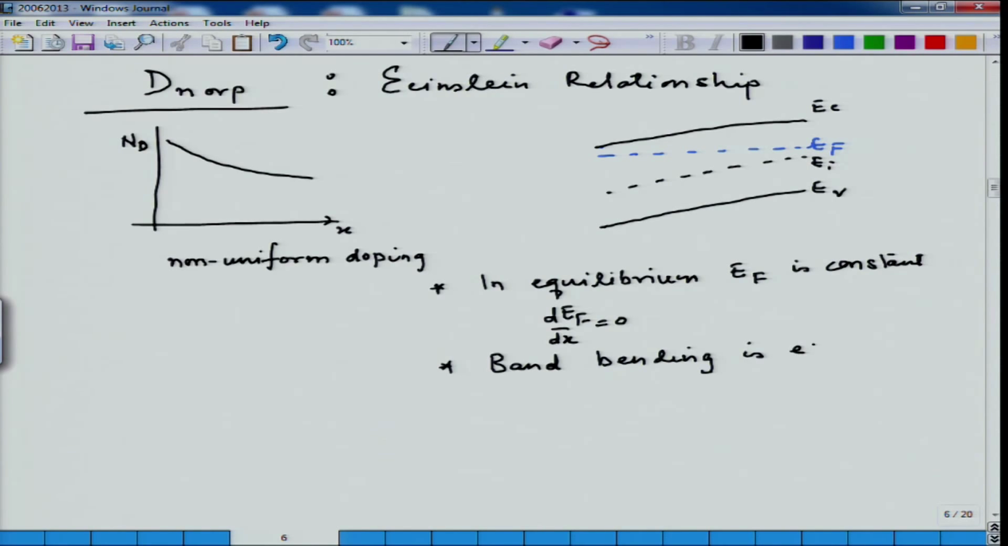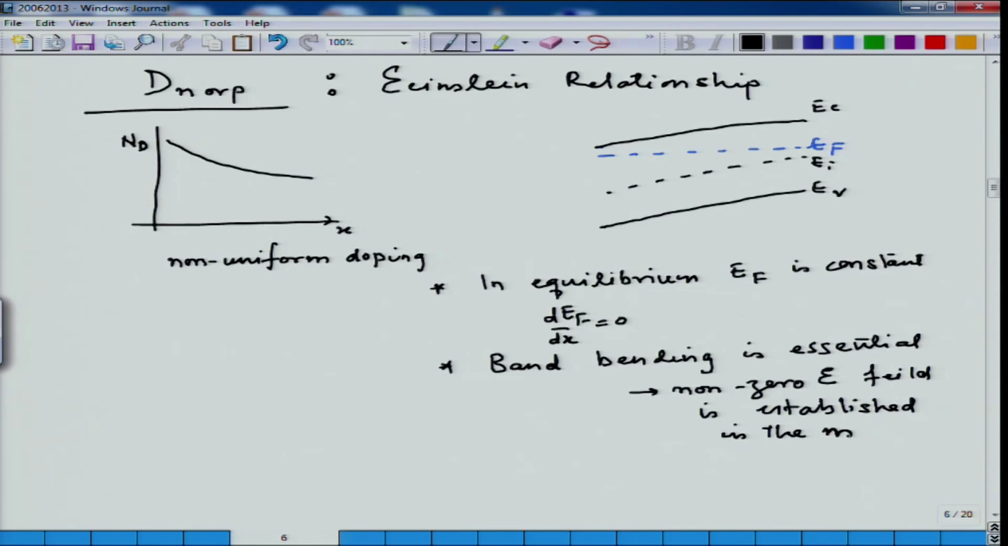Band bending is essential to accommodate the non-uniformity, and if you have band bending, which means you have a non-zero electrical field, is established in the material. So, in this situation, then we look at what is happening in the material.